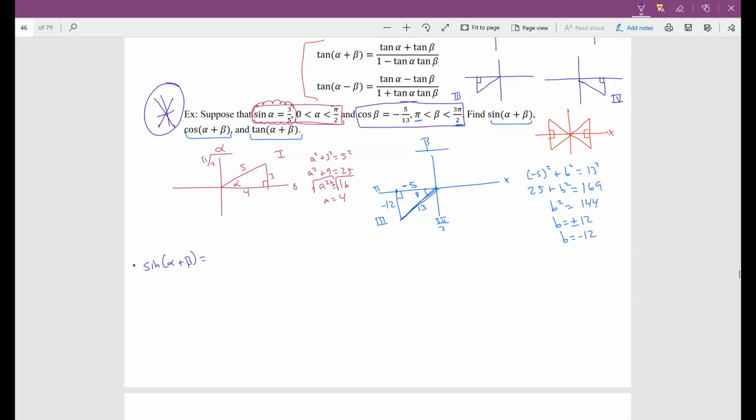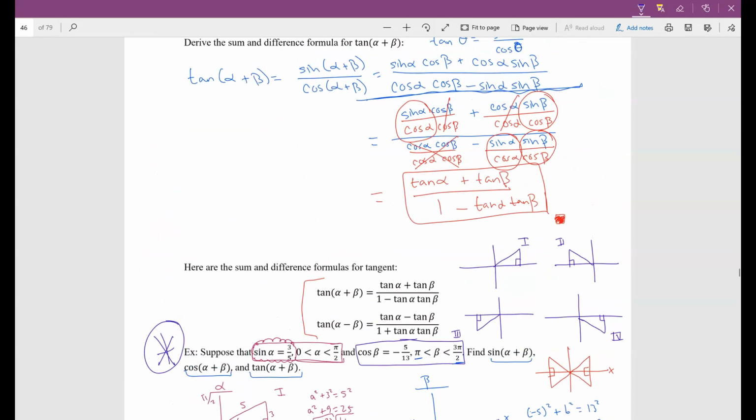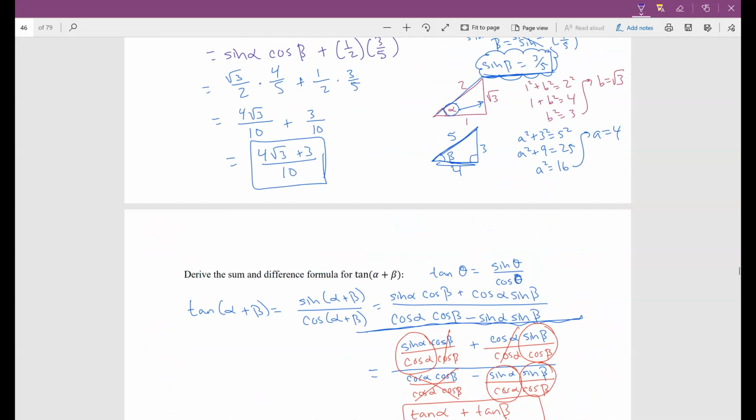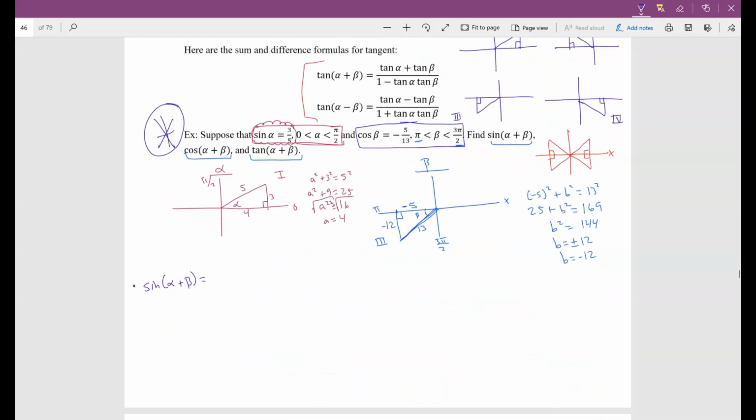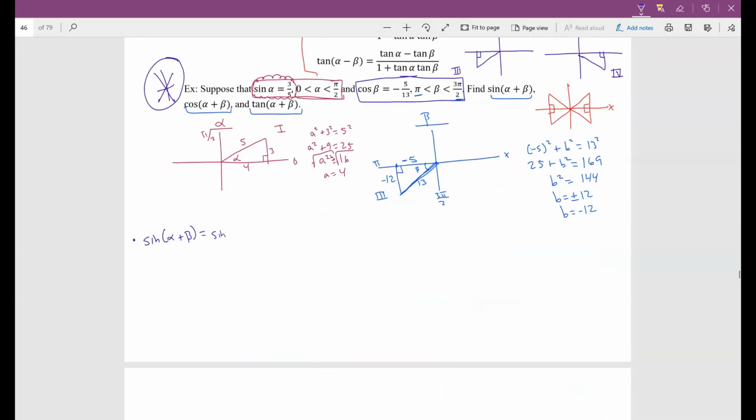So sine of alpha plus beta, if you forgot what it was, you can just go back to our formulas. This is just going to be sine alpha cosine beta plus cosine alpha sine beta. Now all we really have to do is look at the triangles. So here's alpha. Sine of alpha is going to be the opposite over the hypotenuse. That's going to be 3/5.